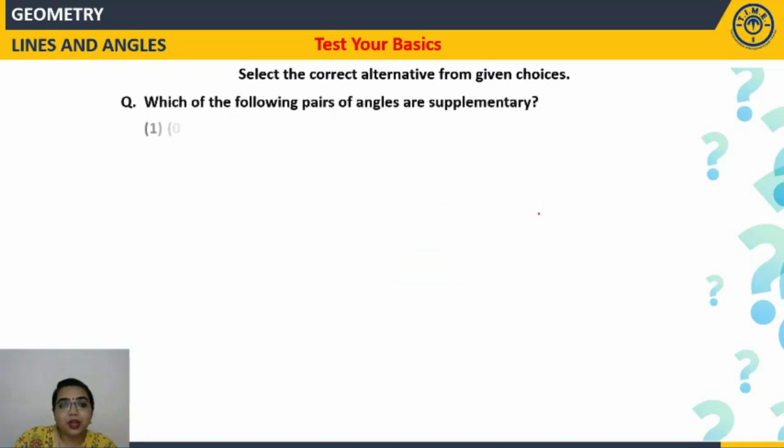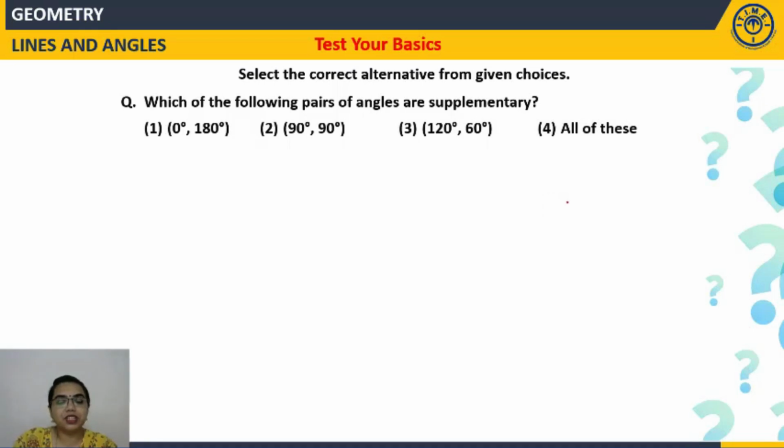Which of the following pairs of angles are supplementary? Come on, tell me, what is the definition of supplementary angles? Yes, if the sum of two angles is equal to 180 degrees, then the angles are said to be supplementary, right? Now what do we have to check in the pairs of angles? We have to check if the sum of angles is equal to 180 degrees. Let us check from choice 1. 0 degrees plus 180 degrees. We are getting 180 degrees.